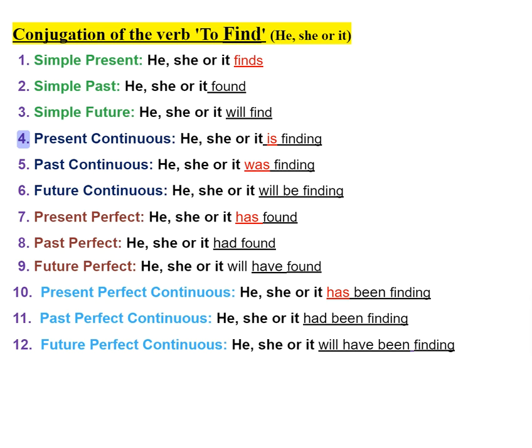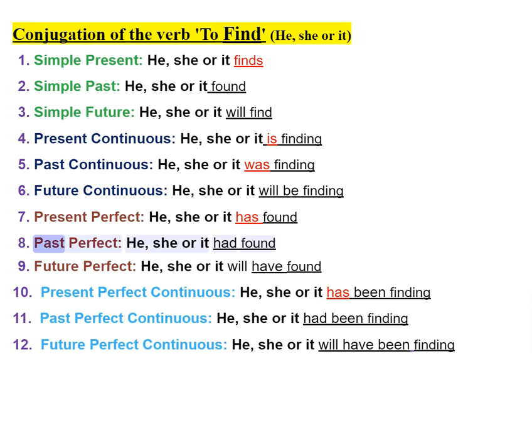4. Present continuous. He, she or it is finding. 5. Past continuous. He, she or it was finding. 6. Future continuous. He, she or it will be finding. 7. Present perfect. He, she or it has found.